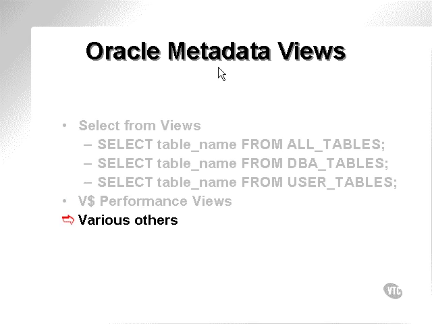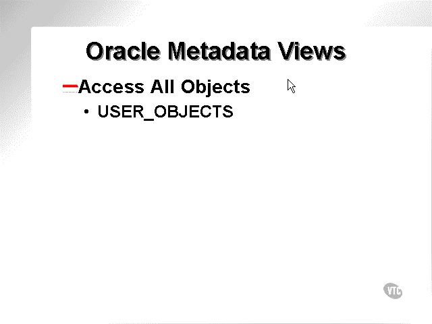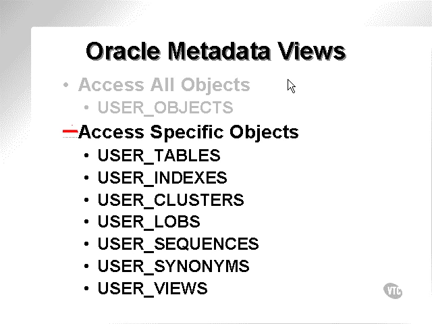There are various other views that are not called $V or all, DBA or user underbar. Most of these other views are applicable to subjects such as replication and various other specific applications. Let's take a look at all the specific views. User objects allows access to all objects. To access specific objects, we can look at tables, indexes, clusters, etc.